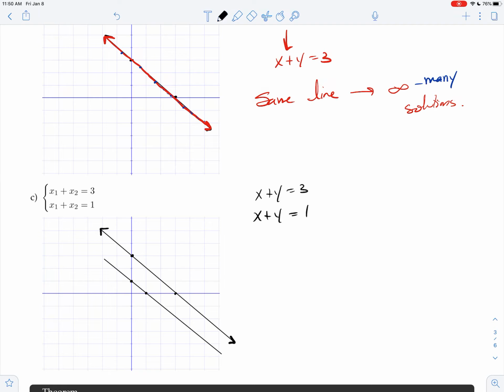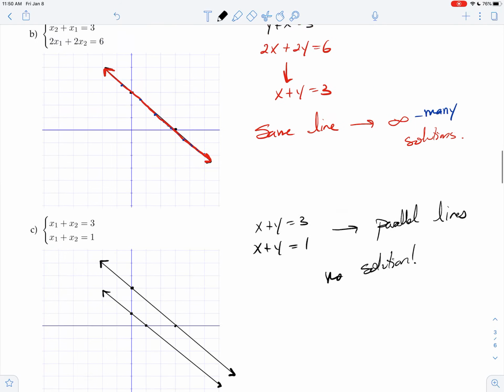So these lines are not hard to check. You can see it visually. These lines are parallel, so parallel lines. And so what does that mean as far as finding a solution set? Well, they have no solution. So let's go back to the beginning of this.